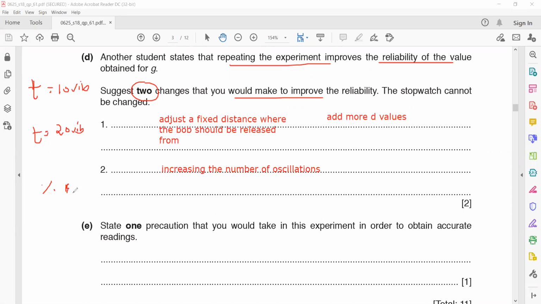Why? Percentage error is equal to the smallest value, the least count, divided by the value recorded, multiplied by 100. So if you record a greater value, the percentage error will be reduced. That's why you will record the time for more vibrations, or adjust the distance where the bob is released, or add more values of d, or use different values of d.